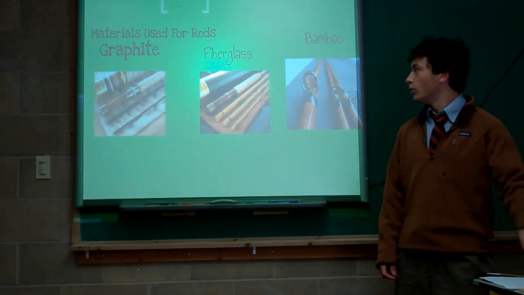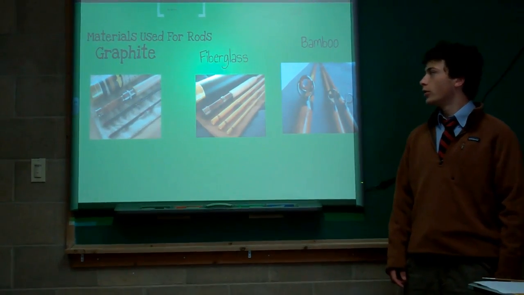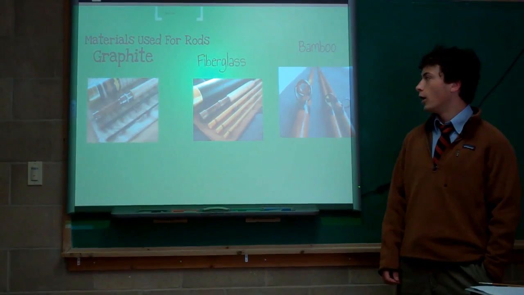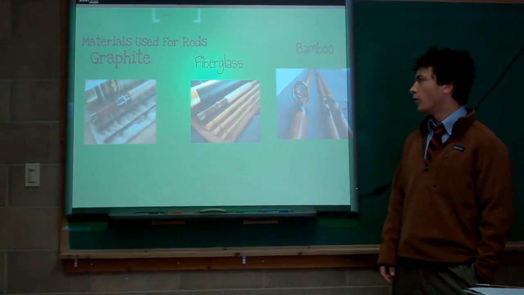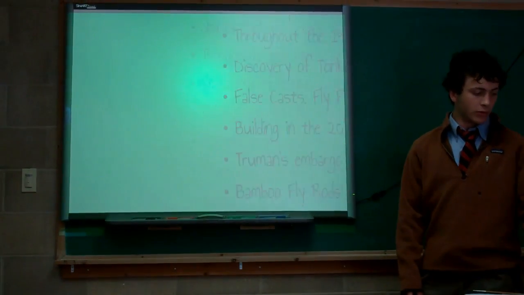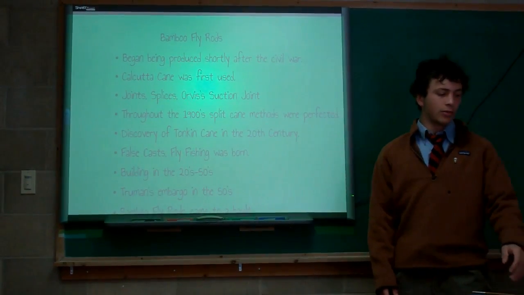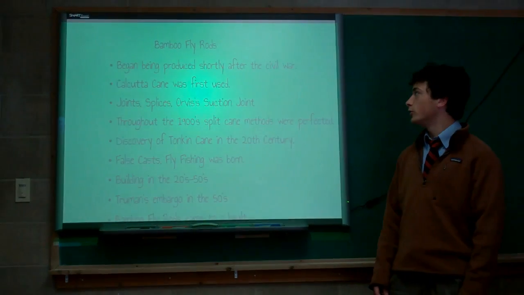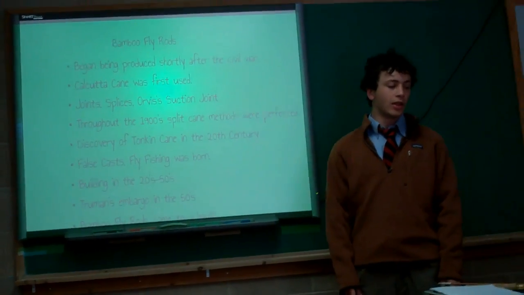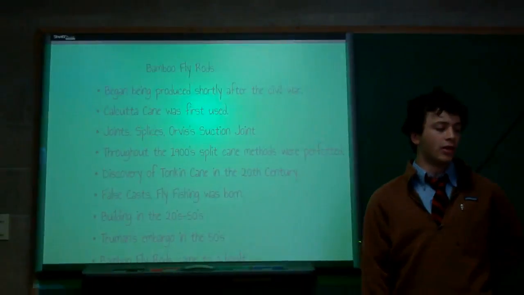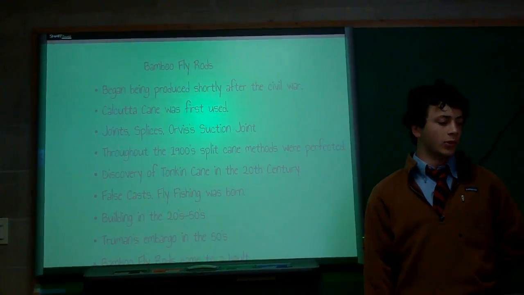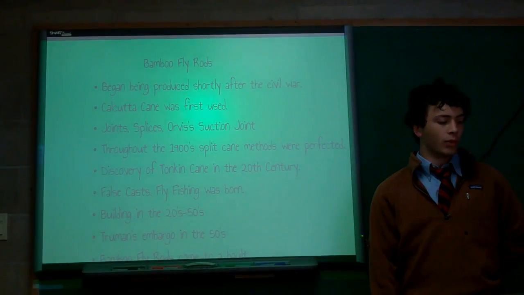So there are three major materials used for fly rods: graphite, fiberglass, and bamboo. I'll be focusing on the bamboo. I won't really talk about those as much. So bamboo rods began being produced shortly after the Civil War. At first, Calcutta cane was used, and it was a strong alternative to the woods they were using before. It was flexible, really strong, and worked a lot better.